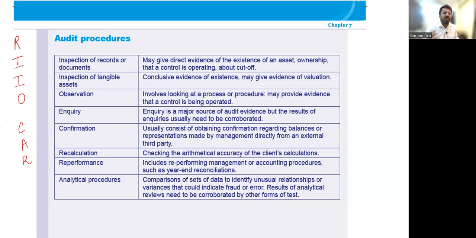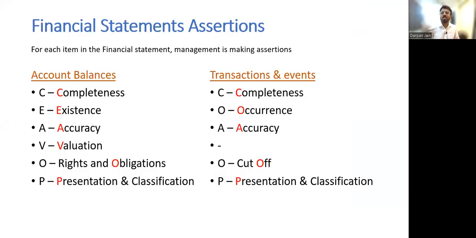Now, why are you doing these procedures? What is the objective of these procedures? What are you achieving out of these procedures, or what are you checking because of these procedures? The objective that is being achieved is nothing but assertions. The objective that you're achieving out of these procedures are nothing but the financial statement assertions.